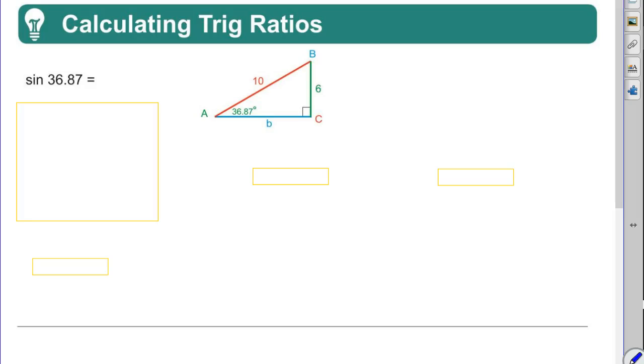Alright, so this is Algebra 2 and calculating trig ratios. This is the quick review. A situation like this, we want the sine of 36.87 degrees. And so what is the sine?